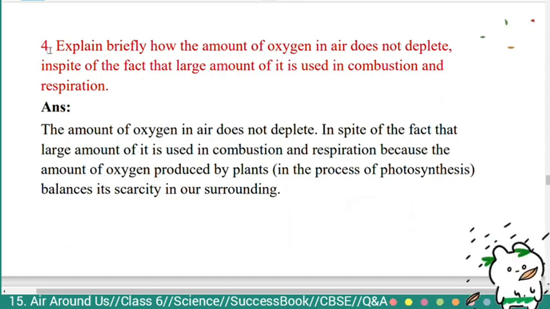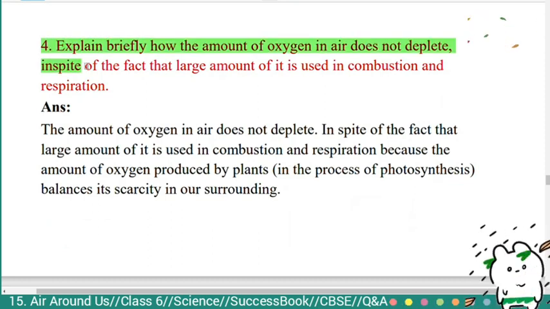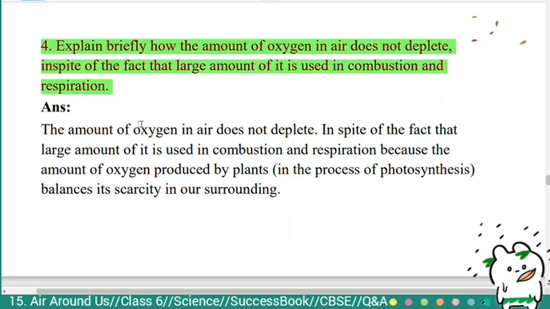Fourth question, explain briefly how the amount of oxygen in air does not deplete in spite of the fact that a large amount of it is used in combustion and respiration. Answer, the amount of oxygen in air does not deplete because the amount of oxygen produced by plants in the process of photosynthesis balances its scarcity in our surroundings.